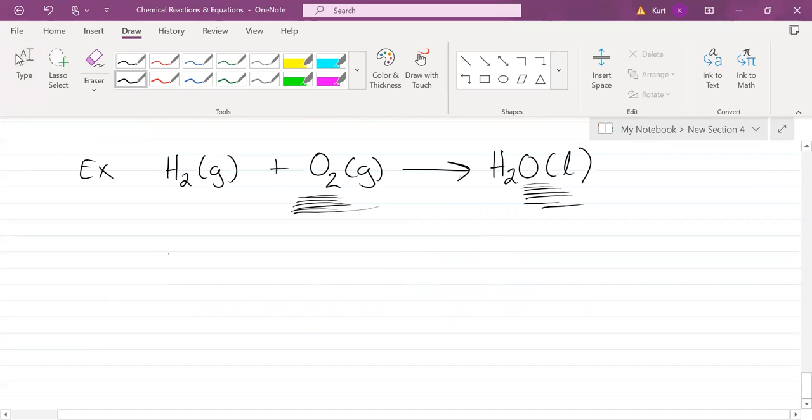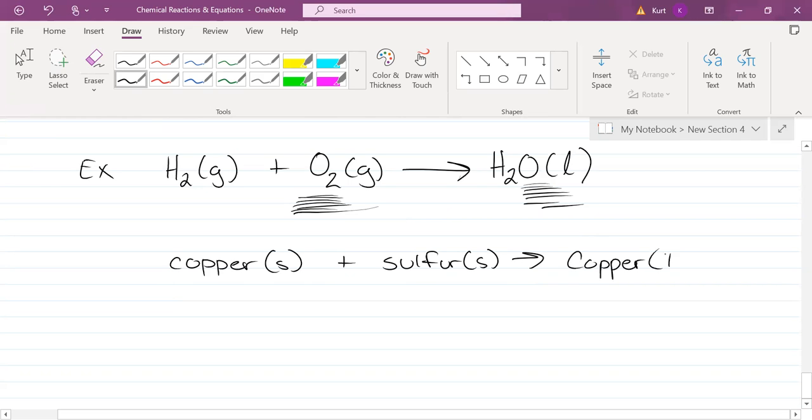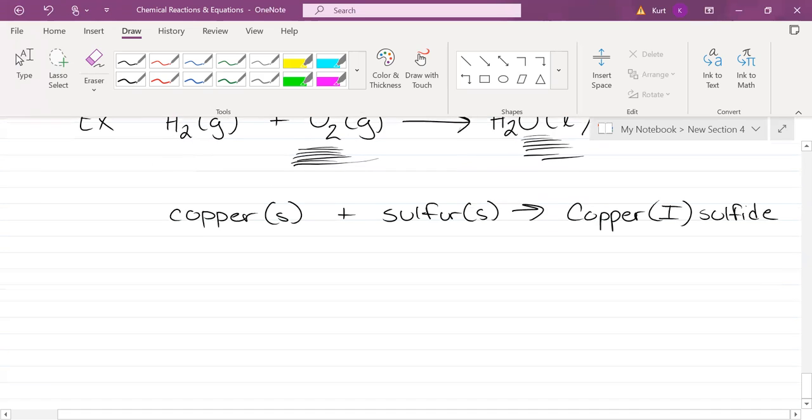Let's do one more. I'm going to give you the skeleton equation and the word, or I want you to do the word equation and the skeleton equation. So we have copper reacts with sulfur to produce copper 1 sulfide.